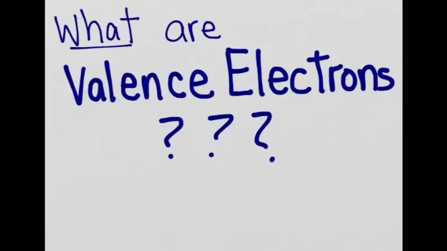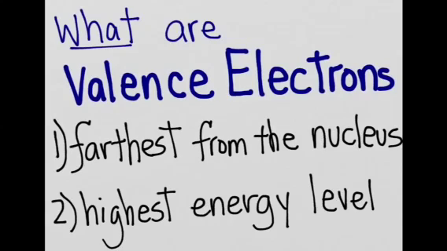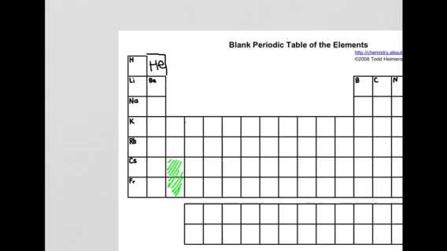So what are valence electrons? Valence electrons have two main characteristics. Generally, they are the electrons that are, number one, farthest from the nucleus, and number two, the electrons at the highest energy level. These two characteristics go together if you remember what we learned from our study of atomic structure.